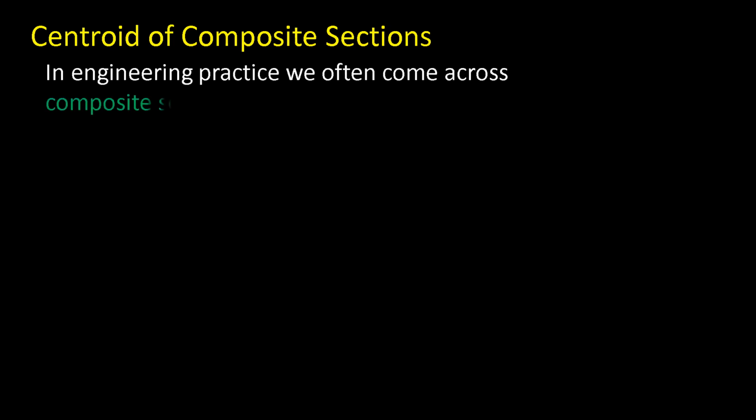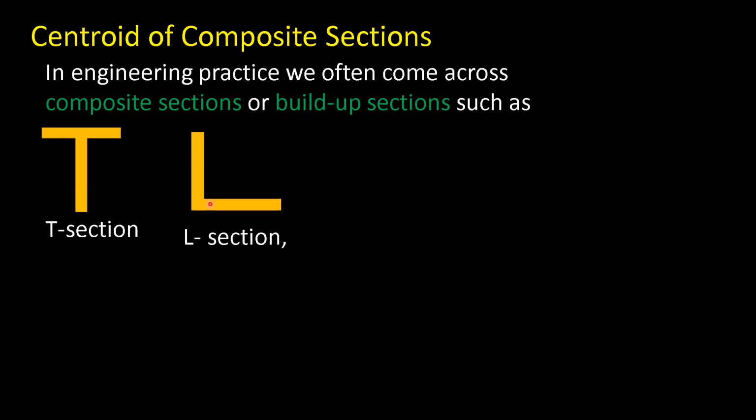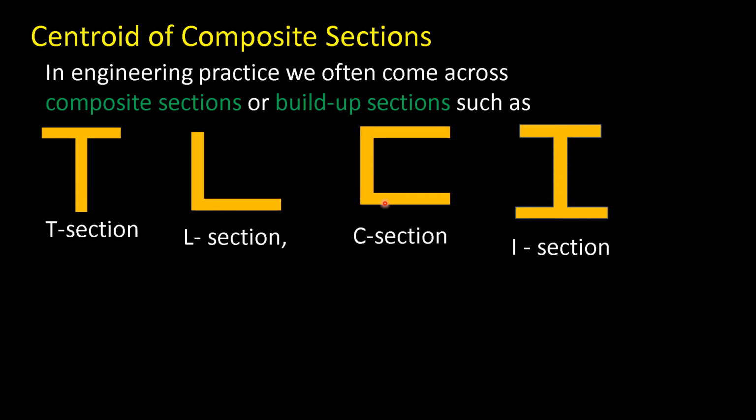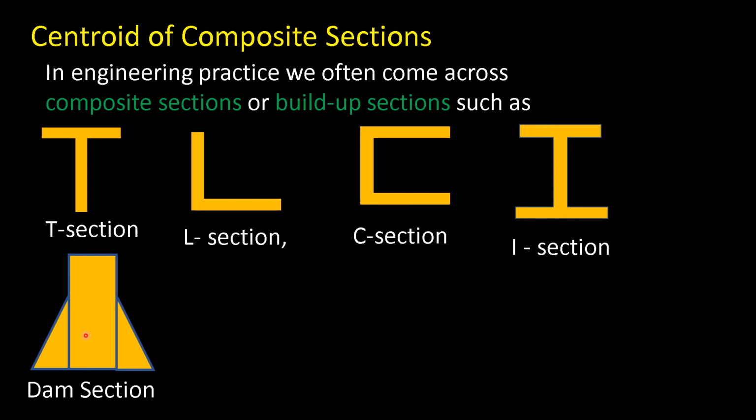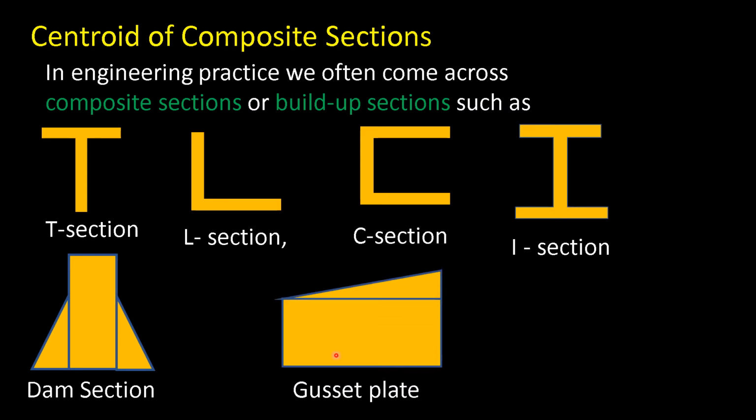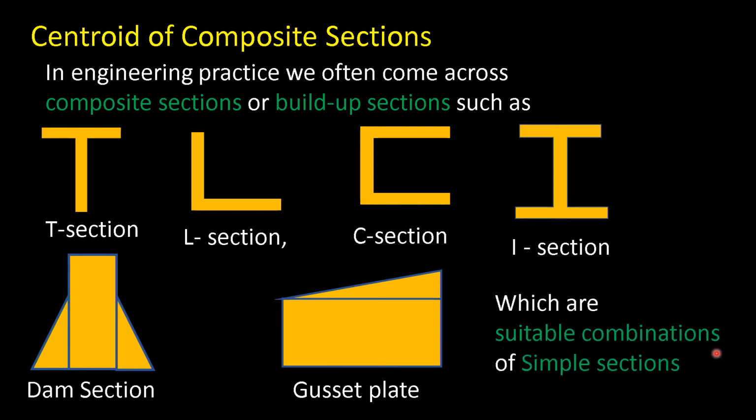In this video, we will study centroid of composite sections. In engineering practice, we often come across composite sections or built-up sections such as a T section, L section, C section, I section, a dam section, or a gusset plate, etc., which are a suitable combination of simple sections such as a rectangle, triangle, a circle, a semicircle, or quarter of a circle, or some other simple sections.